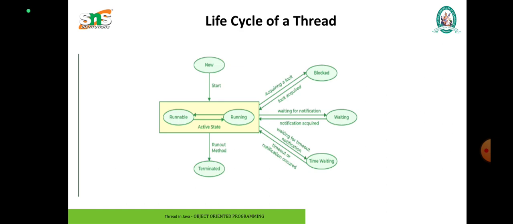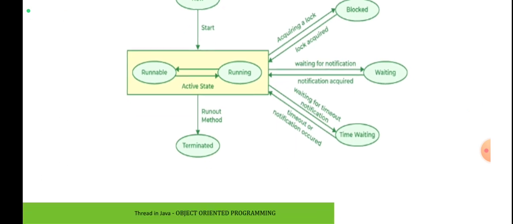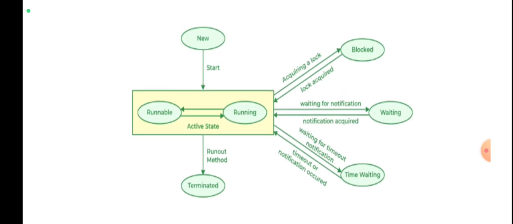So let us see what the states are and how they work. This is the life cycle picture of the thread. So first one is new state. New state gives the start of the thread. If we are giving a new thread method, then that is called as a new thread. Then it goes to runnable and running stage. Both the states are active. And finally, after completing the running and runnable state, it goes through the run method and it gets terminated.